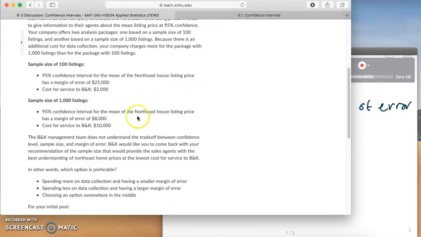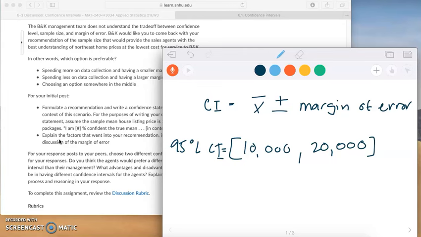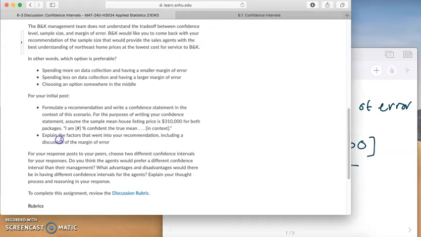I would say that I'm 95% confident that the true mean of the population is between 10,000 and 20,000. So that's one interpretation of a confidence interval. It's even giving you the framework there for how they want you to word it. So explain the factors that went into your recommendation, including a discussion of the margin of error.